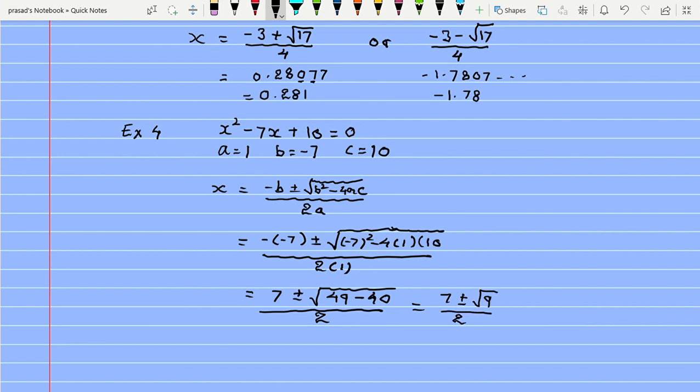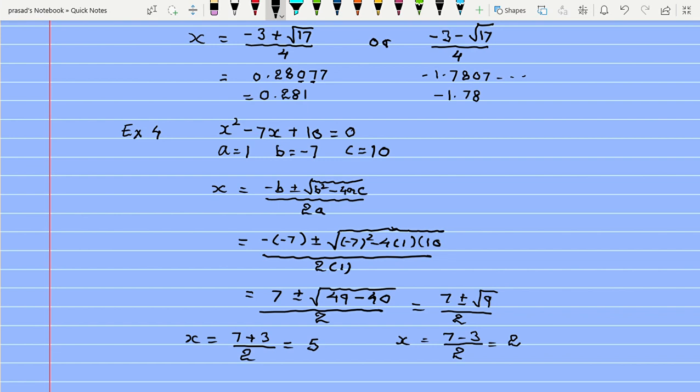So what are the two roots? Now root 9 is 3. So one value of x will be 7 plus 3 divided by 2, 10 divided by 2, that is 5. Another value of x will be 7 minus 3 divided by 2, that is 4 divided by 2, which is 2. So the same problem which is solved by the method of factorization, you can even solve it by the formula method.